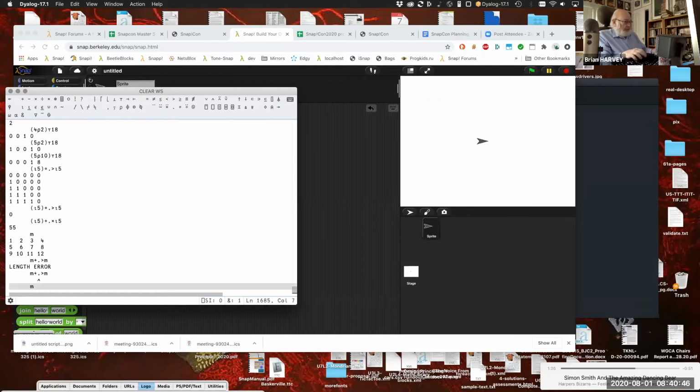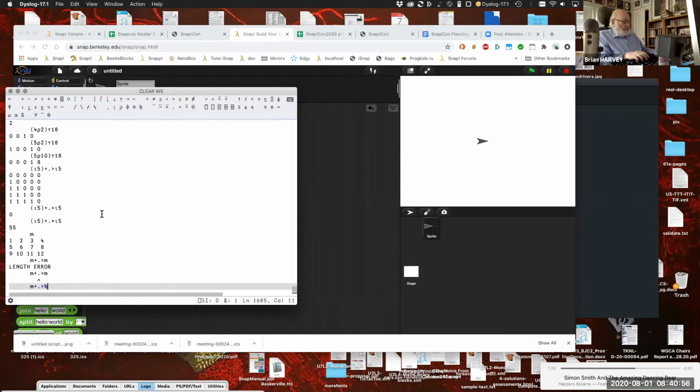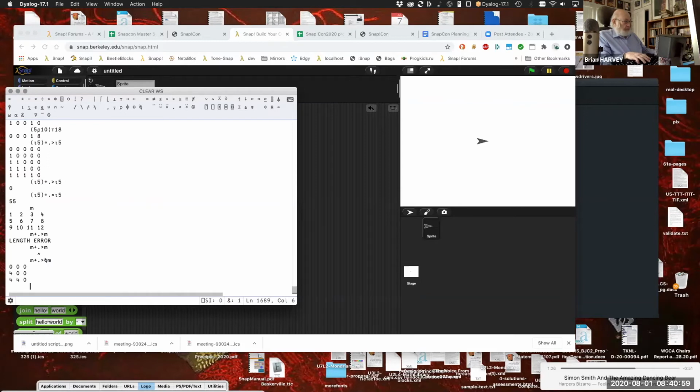So let's do plus dot greater than transpose M. There we are. So just to be clear what the transpose of M is, it's this. So this 0 represents 1, 2, 3, 4 greater than 1, 2, 3, 4 term-wise, and then add those up, and we get none of them is greater than.